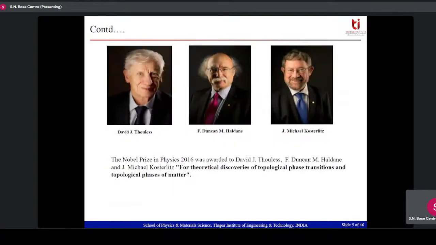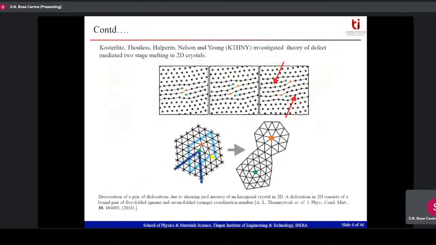And then around the 1970s, the work by 5 people actually, and 3 of them are here. They got their Nobel Prize in 2016. Because of their theory, we got to know that the melting in 2 dimensions is a 2-step process with an intermediate hexatic phase. Okay, what does that mean?